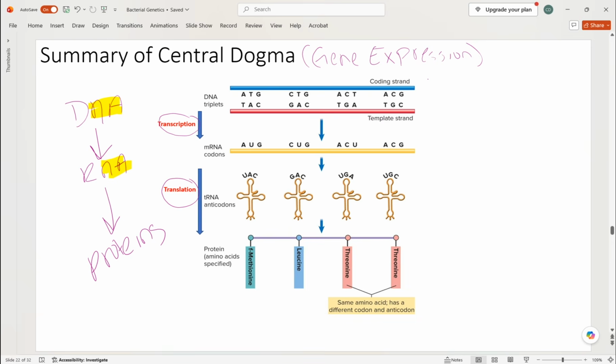Let's go back to this picture, and I'm going to erase a few things, just because I don't want this picture to get too busy. All right, so let's go ahead, and we're going to use green here. So if we're starting with DNA, remember that DNA is double-stranded. So we see our two strands of nucleotides.